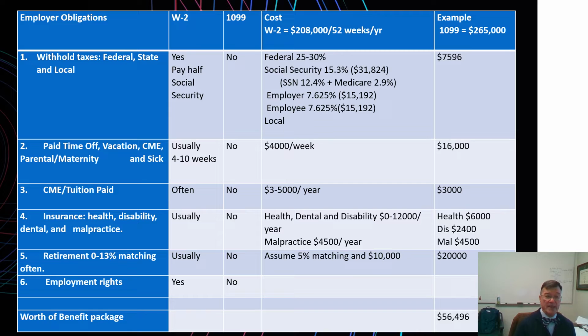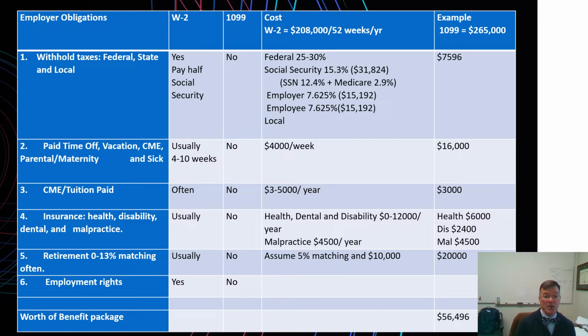On the far left column, I have a list of employer obligations that if you are a W-2, your employer is obligated to provide for you. These are not given to you if you're a 1099. Occasionally you may have federal taxes withheld as a 1099, but typically you do not. The fourth column is the cost, and I'm trying to break that down so you can see that. And the last column is trying to add all those numbers together to give you what you would need as a 1099 to accommodate a $208,000 W-2 salary.